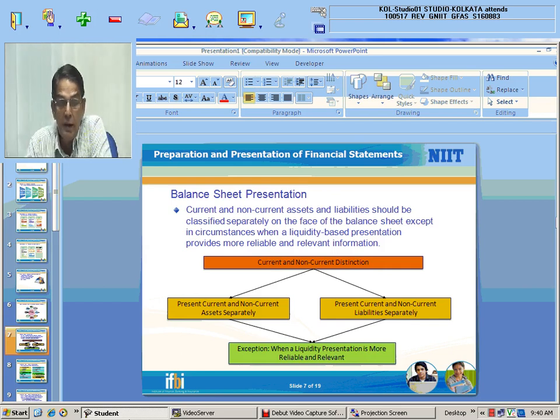Similarly, a liability is considered a current liability if it is expected to be settled in the entity's normal operating cycle, or it is held primarily for trading, or is due to be settled within 12 months after the reporting period, or if the entity doesn't have an unconditional right to defer settlement of the liability for at least 12 months after the reporting period.